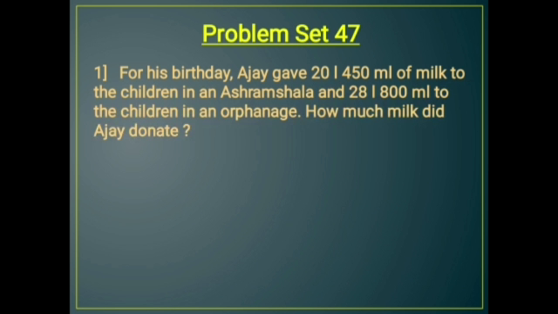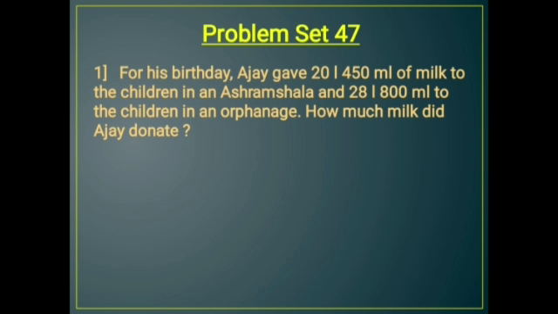Question number 1, that is, we will start with our word problems. First question. For his birthday, whose birthday? Ajay. Ajay gave 20 liter 450 ml of milk to the children in an ashram shala and 28 liter 800 ml to the children in an orphanage. How much milk did Ajay donate?